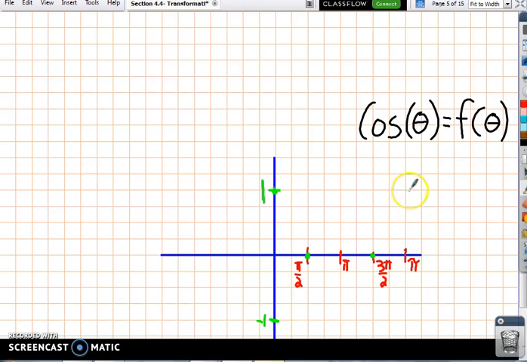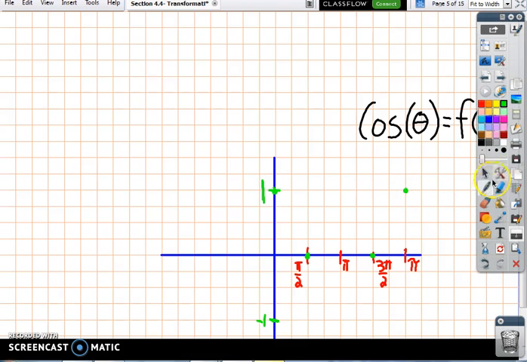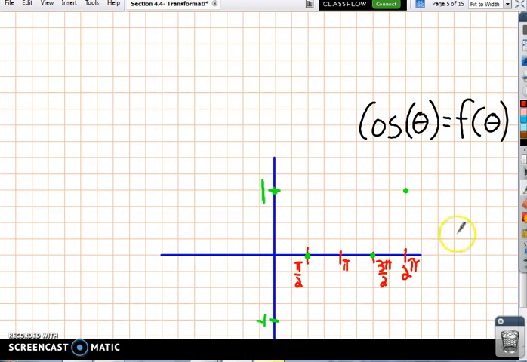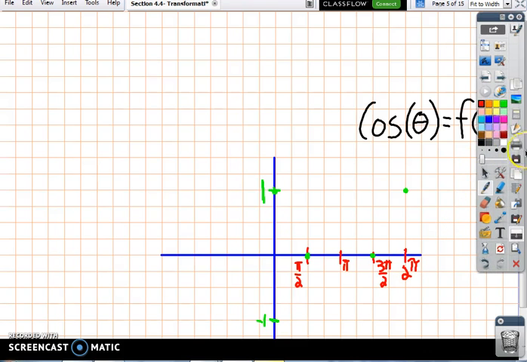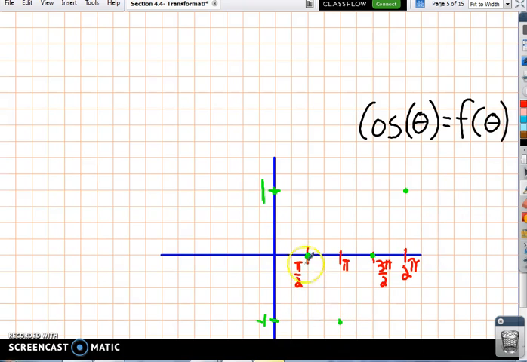And at 2 pi, and there should be a 2 in front of that pi, it gets me to that point. So, plotting all of these things, you're going to get this smooth curve.